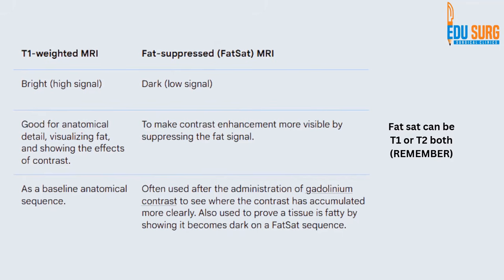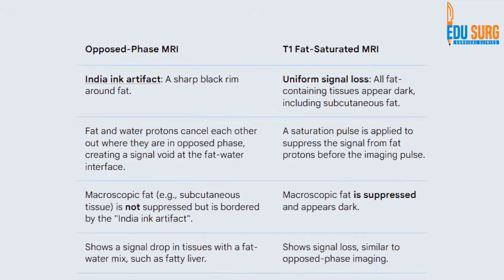So in T1 weighted MRI, we know that fat has a bright signal. In fat suppressed MRI, it will have a dark signal. So this is something that you can do by using fat suppressed MRI. Now fat saturated or fat suppressed is cancelling out fat, and opposed phase is also cancelling out fat. How can you differentiate them?